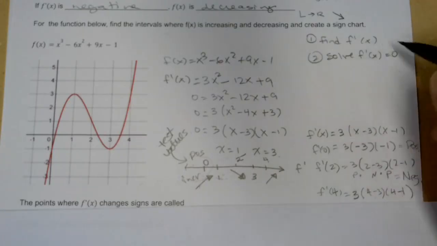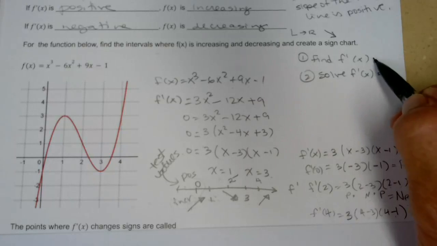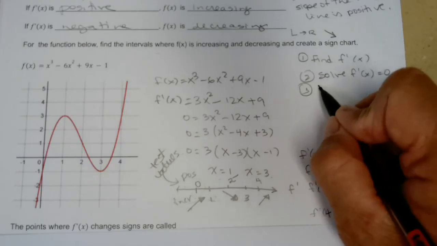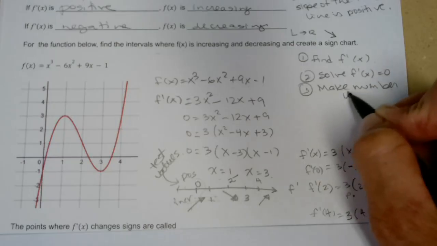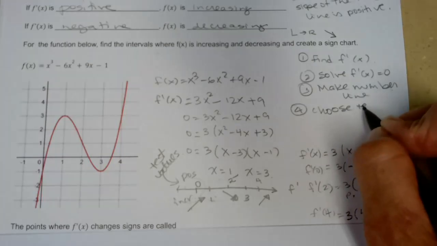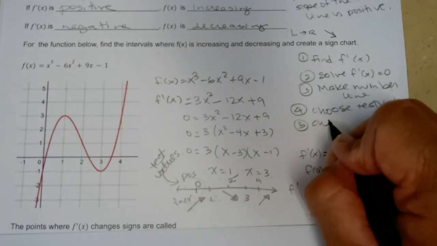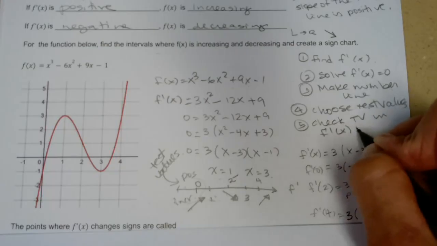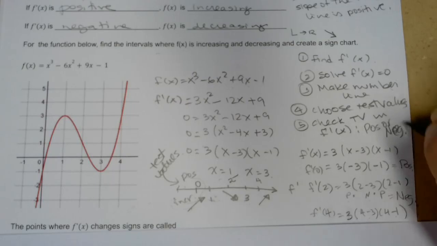Okay. So we solved. Let's go back to our steps so you can follow these along next time. So find f prime of x, solve f prime of x equals 0, make a number line, then we choose test values, and then we're going to check those test values in f prime of x. And all we want to know is positive or negative.